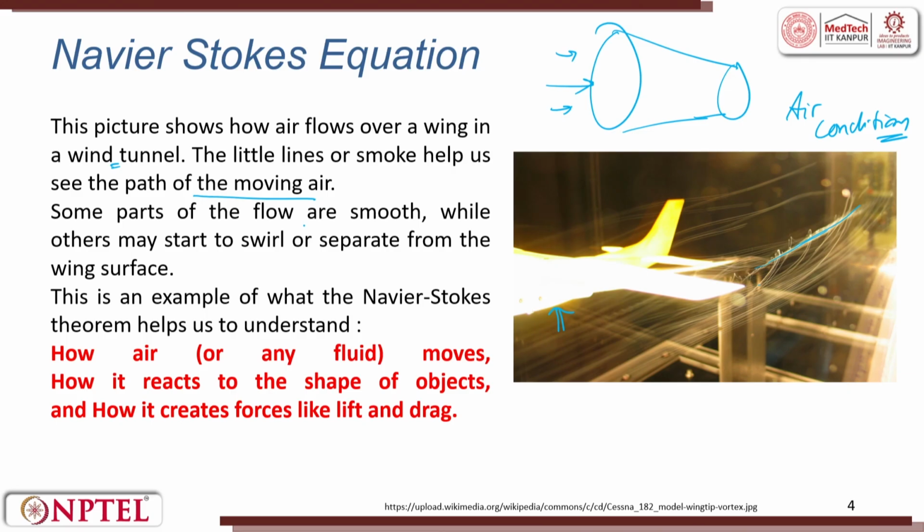Some parts of the flow are smooth, while others tend to swirl or separate from the wing surface. This is an example of what the Navier-Stokes theorem helps us to understand: how air moves, how it reacts to the shape of the object, and how it creates forces like lift and drag. All these things can be understood by going through the Navier-Stokes theorem.